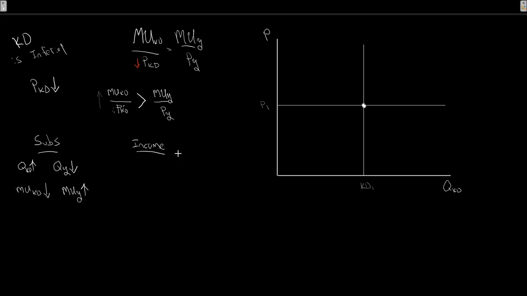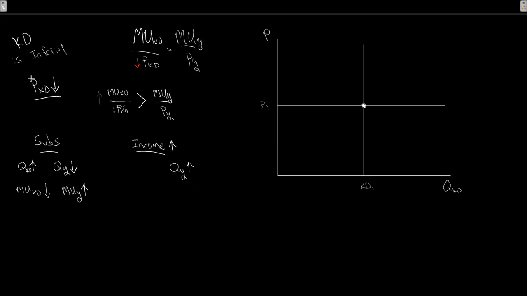Over on my income side, okay, what has happened here? Price has dropped. So if prices have dropped, I now have more disposable income to devote between all my goods. So you can think of this as a rise in income. So hey, rise in income. For all of our normal goods, everything else, more income means more stuff.